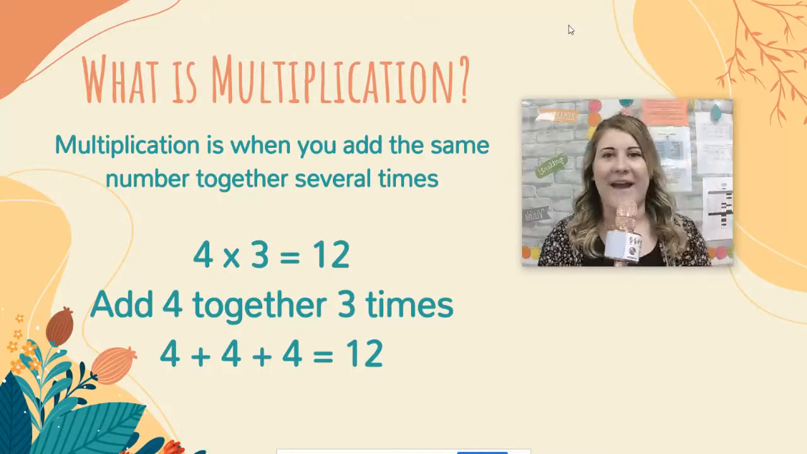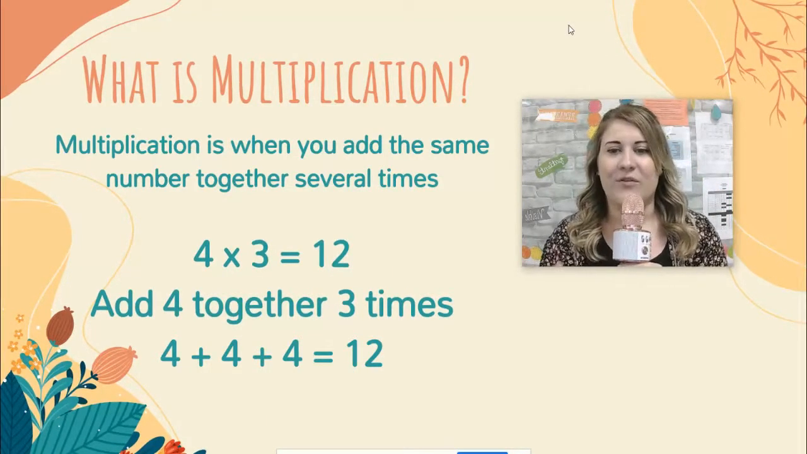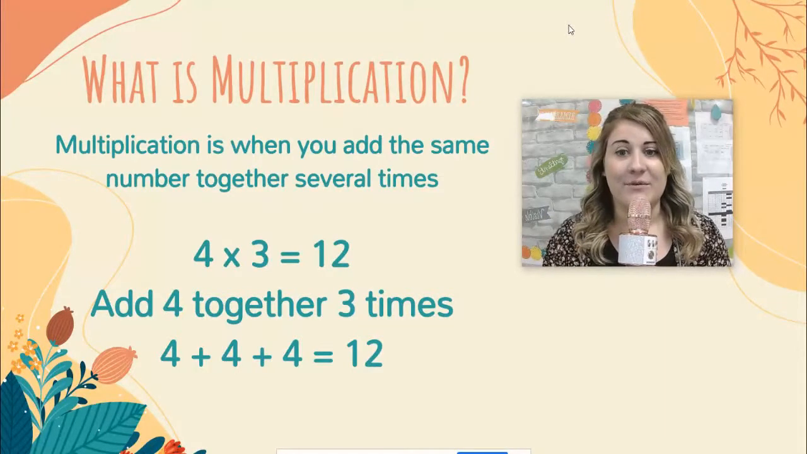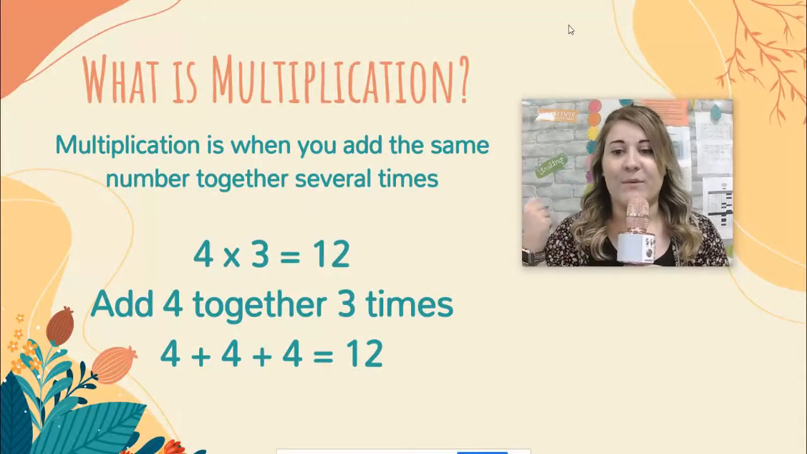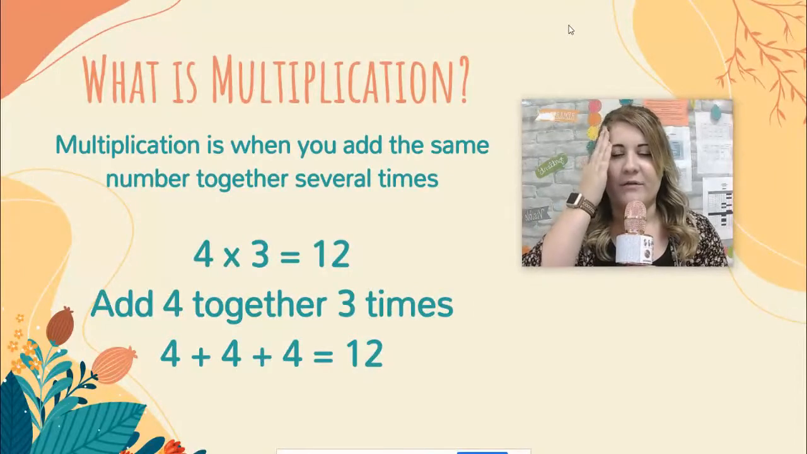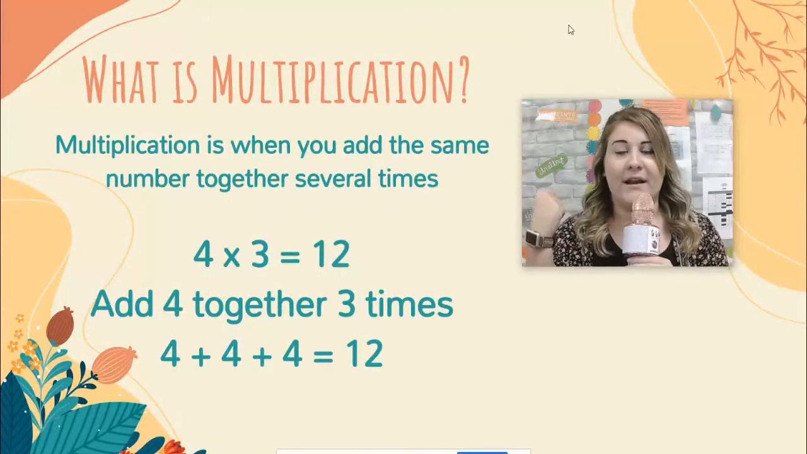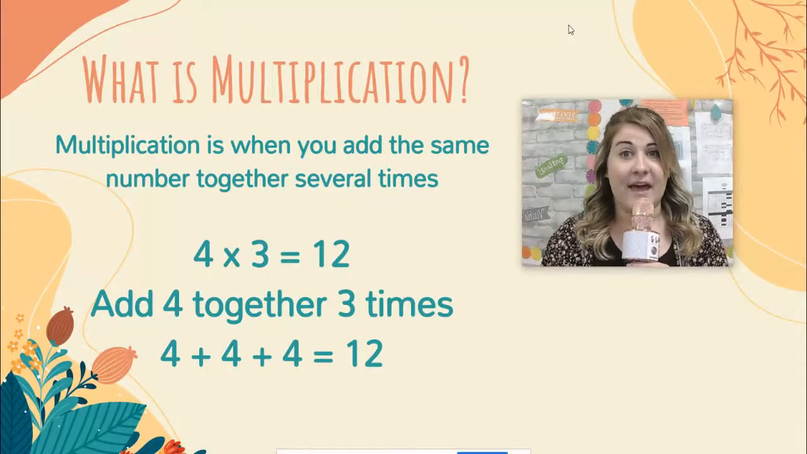Multiplication is when you add the same number together several times. So for example, 4 times 3 equals 12. That would just be adding 4 together 3 times, okay? So it'd be 4 plus 4 plus 4. Well, if I put 4 in my head and count up 4 more, 5, 6, 7, 8, and then add 4 more, 9, 10, 11, 12, then that would give me my answer.